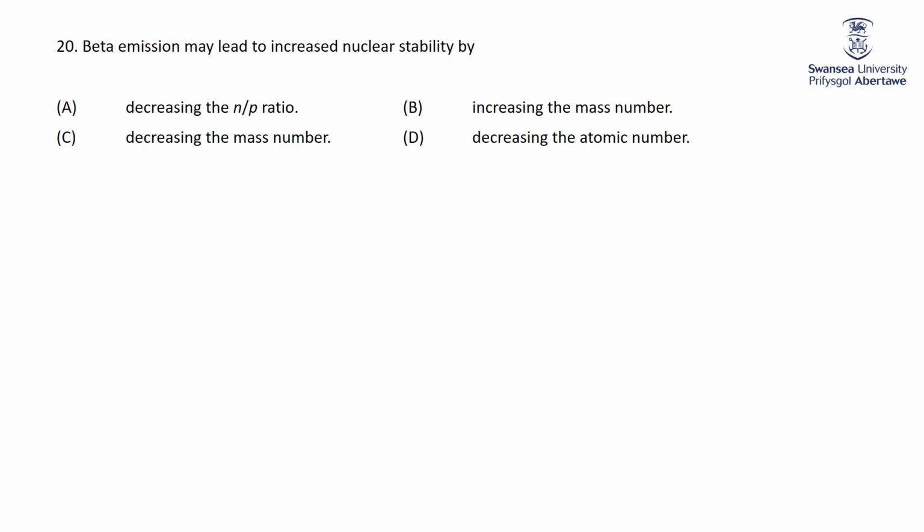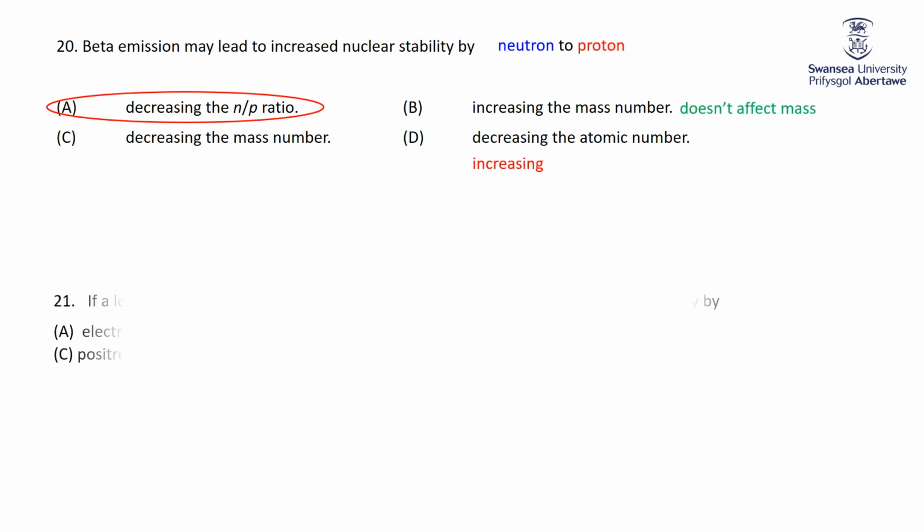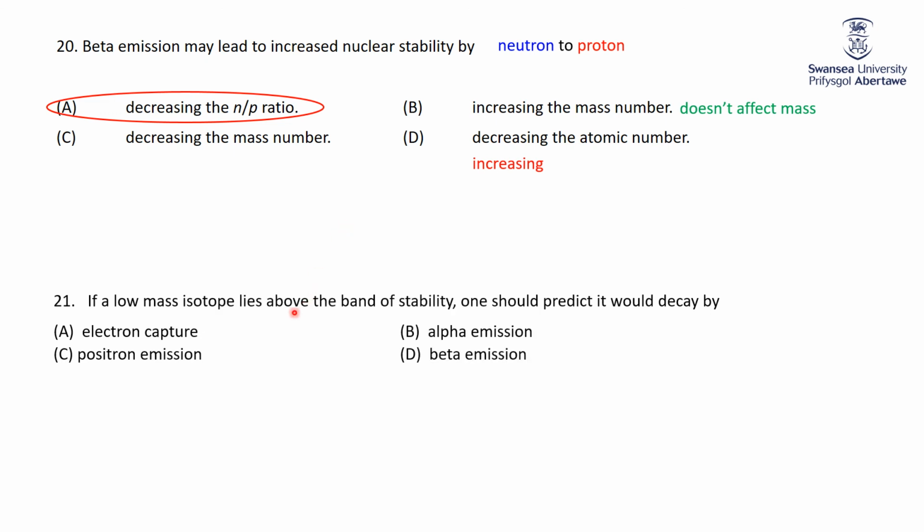Beta emission, we just talked about this. It decreases the neutron to proton ratio. It turns a neutron into a proton. It doesn't have anything to do with the mass number, or decrease the atomic number. It increases the atomic number. If a nuclide lies above the band of stability, that means it's got too many neutrons. So again, for the third question in a row, that means it will undergo beta emission.